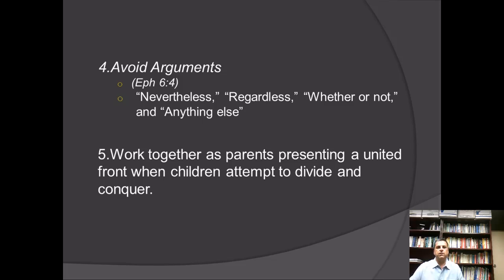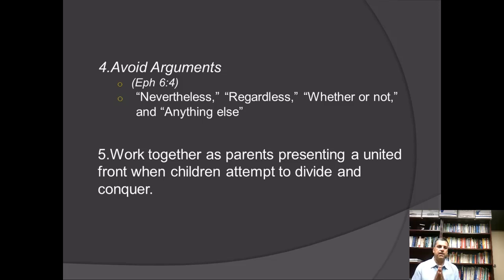The fifth is to work together as parents and present a united front to your children when and if they attempt to divide and conquer. So children may ask one parent, can I go to the party? That parent says no. They may then go to the other parent and say, is it okay if I go to that party? That's attempting to divide and conquer. So you need to have constant communication with your spouse about what your child is doing and what rules and consequences you're enforcing.